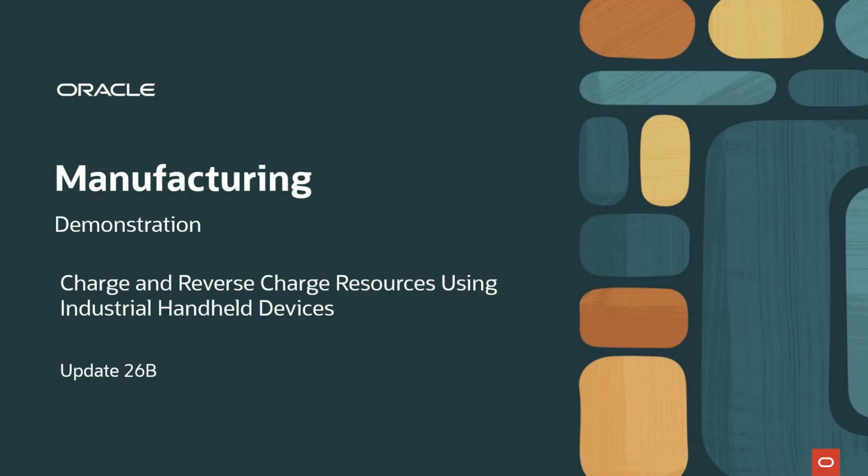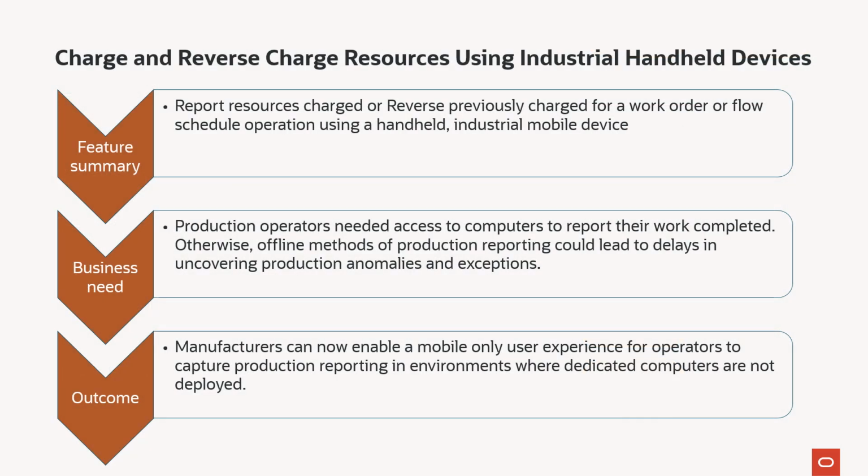Welcome to the demo of the 26B charge and reverse charge resources using industrial handheld devices in Oracle Fusion Cloud Manufacturing. This feature provides the ability for the production operator to charge a resource to the work order operation or reverse previously charged quantity using a handheld mobile device.